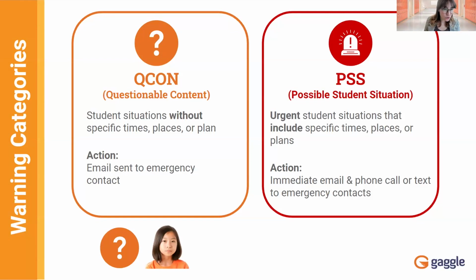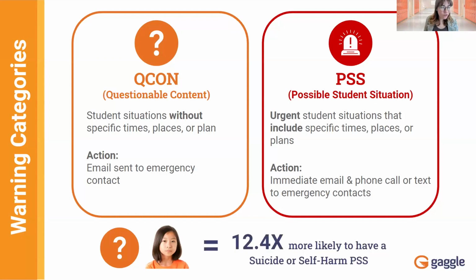And our research shows, our incredible research team has found that if a student has two QCons, about any category, then they are 12.4 times more likely to have a suicide or self-harm potential possible student situation. So this is why these are hopefully useful and actionable and just more data so that you can make informed decisions about how to serve students.